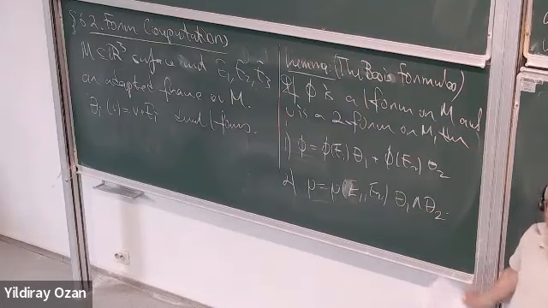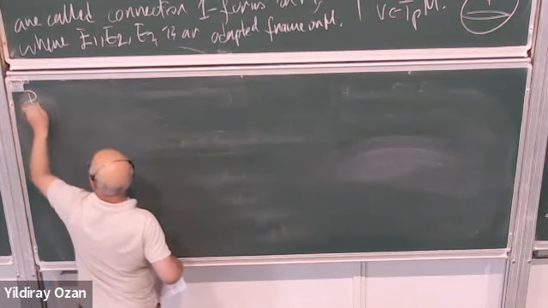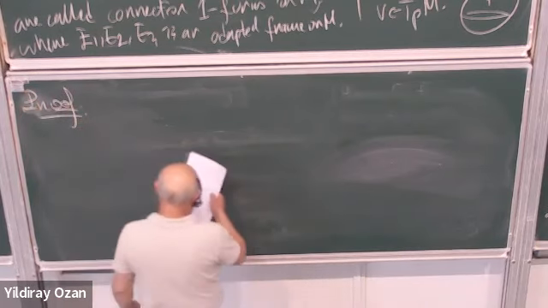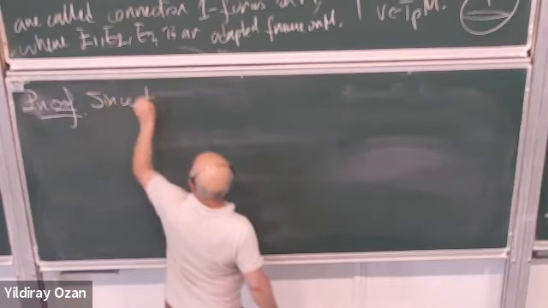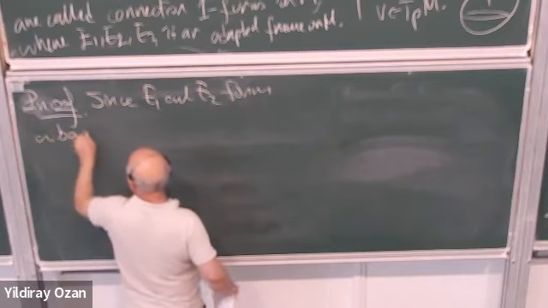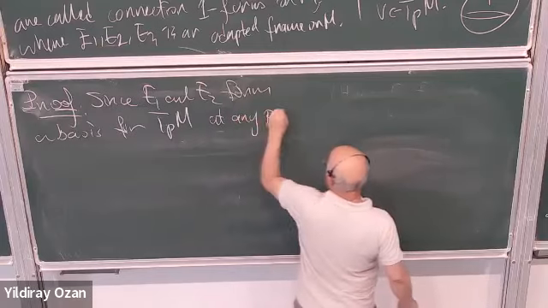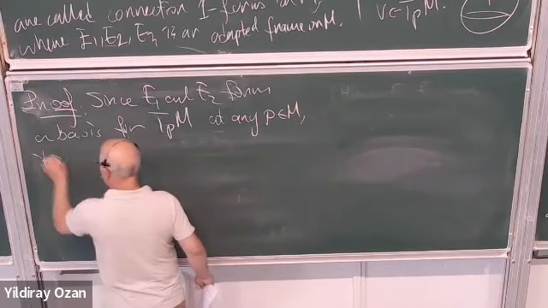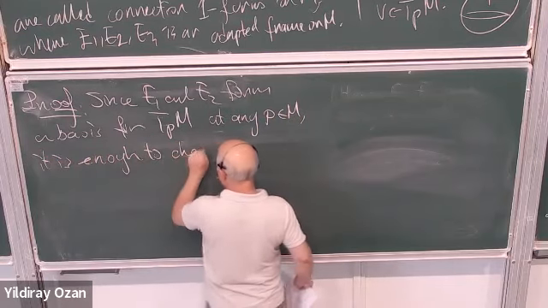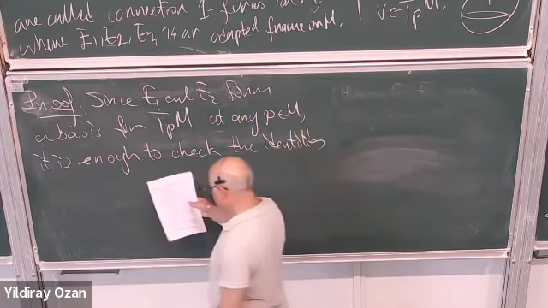This is a scalar, this is a two form. Now you will understand better once I write down the proof. Okay. So, proof. Since E1 and E2 form a basis for the tangent space at any point, it is enough to check the identities on these vectors.